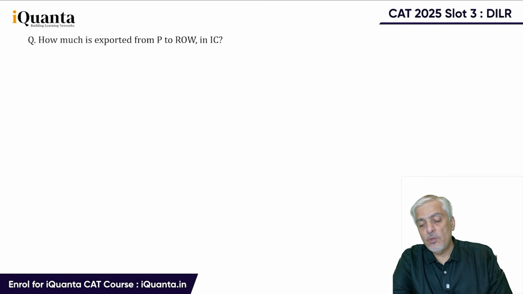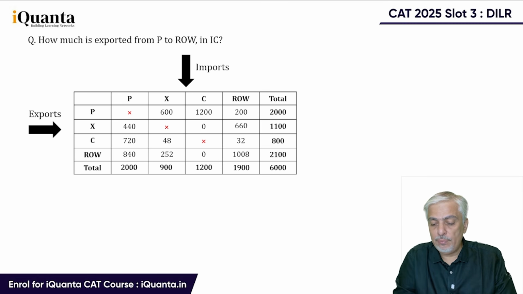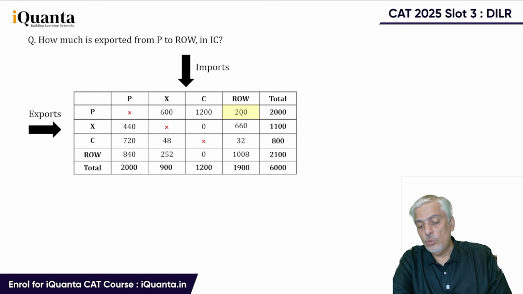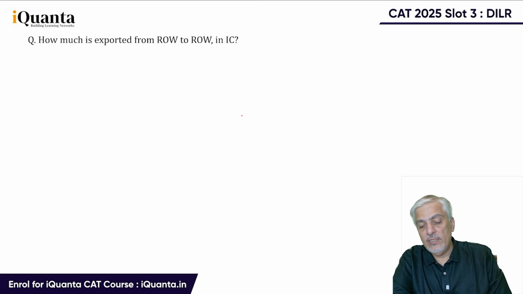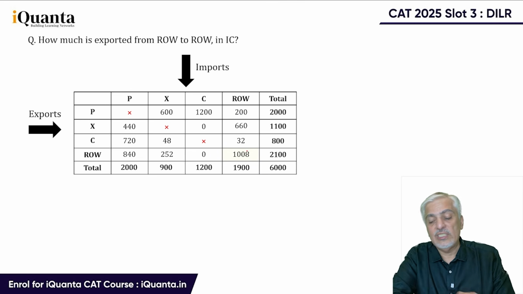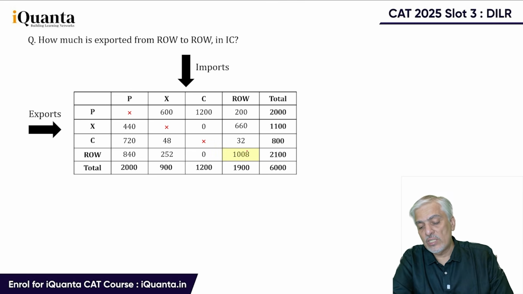How much is exported from P to ROW? P to ROW exported. Exported, you are looking horizontal, imports, you are looking vertical. So 200 is the answer. Okay. Third one, how much is exported from ROW to ROW? ROW to ROW is this figure 1008. That's your answer for this question. Once the table was done, all questions were just marking the answers for them.